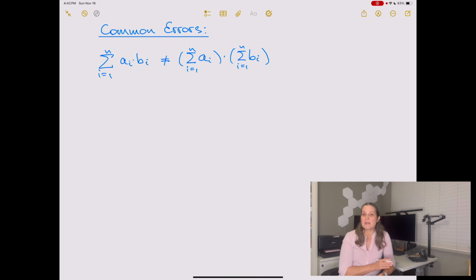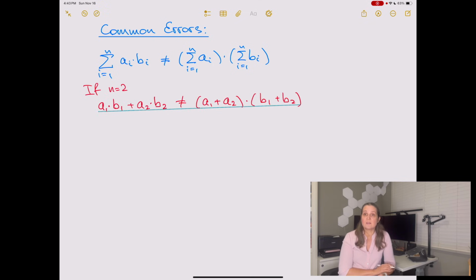Often, the assumption is made that the sum of a_i times b_i can be written as the sum of a_i multiplied by the sum of b_i. This is not correct. Let's take a look at the simple case where index n is equal to 2. So, we'll have two terms. i equal to 1 produces a1 times b1, and i equals 2 produces a2 multiplied by b2.